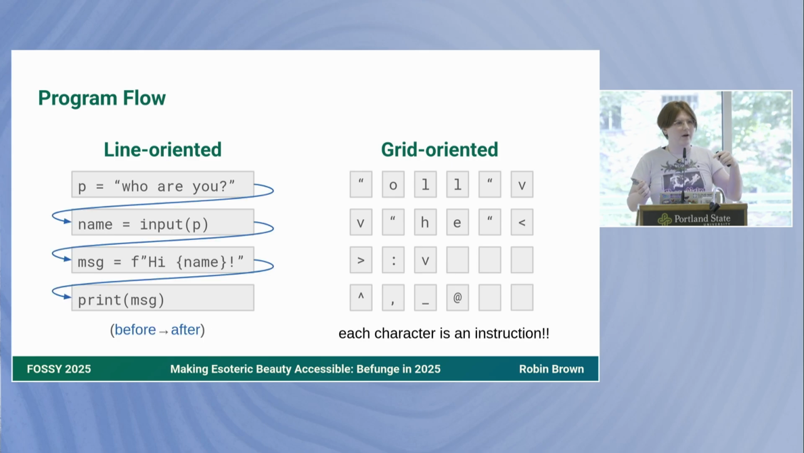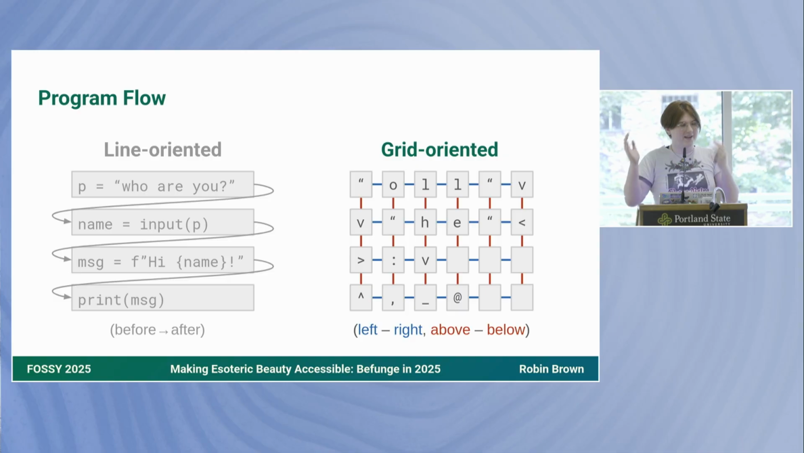In a line-oriented program, everything is sequential. Lines come after each other. Every token and line has a before-after relationship. In our grid-based paradigm, every cell is above or below, left or right of other cells. It's directional in two dimensions.